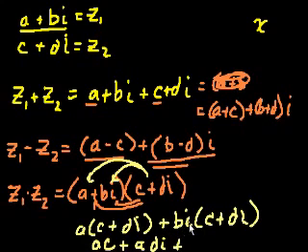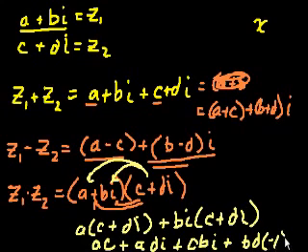Plus, now what's bi times c? Well, that's c bi, and then we have bi times di. So you get b times d, which is bd. And then what's i times i? It's i squared, or negative 1, right? Times negative 1. So what does this simplify to?